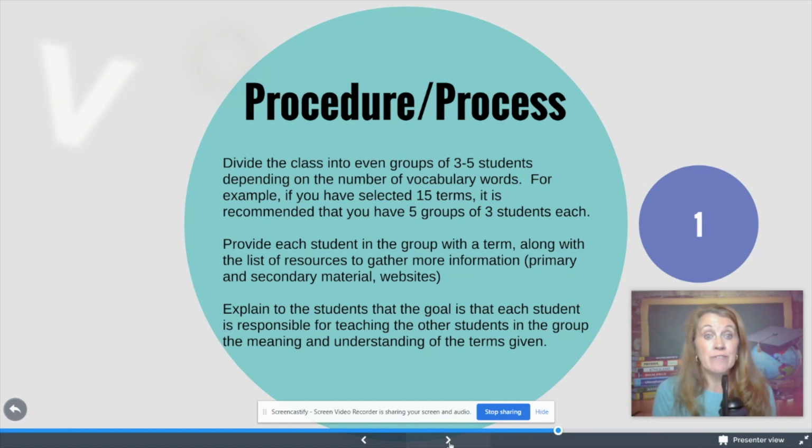Speaking of groups, you will divide the class into even groups of 3 to 5 students, depending on the number of words. And so for example, if you have 15 terms, then you would want 5 groups of 3 students each. You would provide each student in each group with a term along with a list of resources to gather more information. And you would explain to the students that the goal is that each student is responsible for teaching the other students in their group the meaning and the understanding of the terms given.